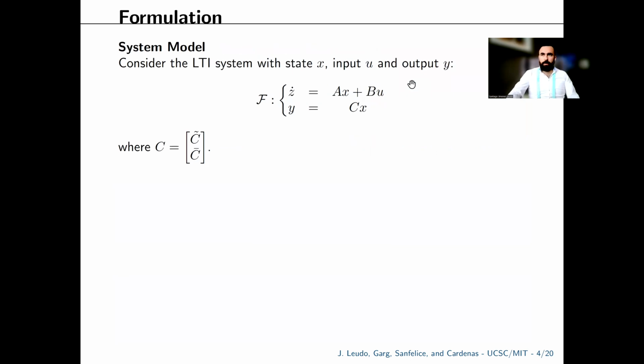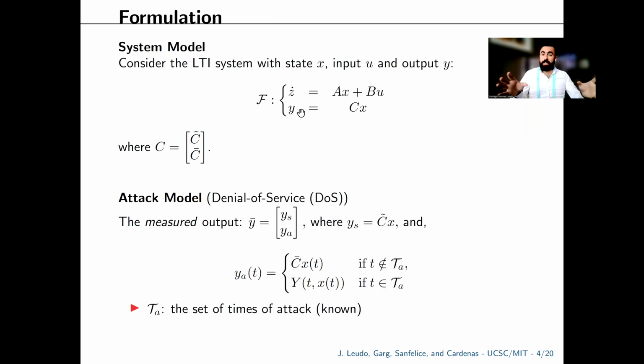The dynamics that we're going to use during this work are linear. And the output function is given in terms of a matrix C that has two components, C tilde and C bar. So we have an attack such that the measured output after an attack has two components: outputs that can be secure, YS, and outputs that are vulnerable to being attacked, YA. YA will take a value of C bar X if there are no attacks, but when there are denial of service attacks, they will take a different value, for example, a null value.